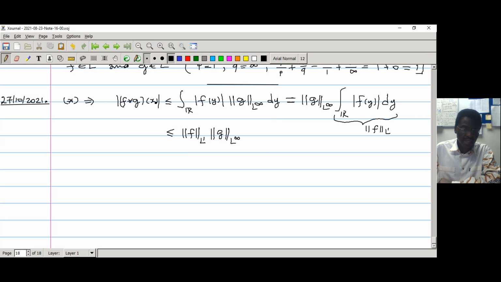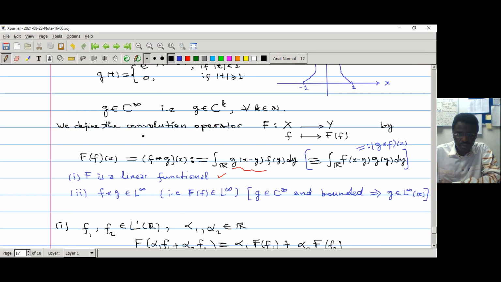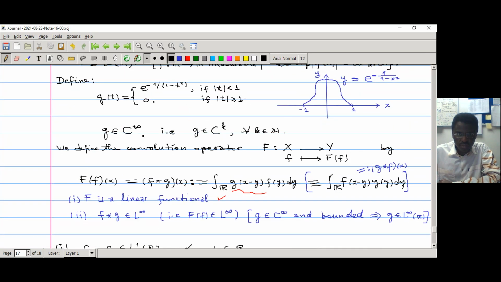So you see that this is true for any x. And here I don't have any x. You can see from here that x is not there. So I can take the supremum or the essential supremum. What exactly do we want to? Because everything will depend on what we want to achieve. Okay, so this one we want to show that f is in what?